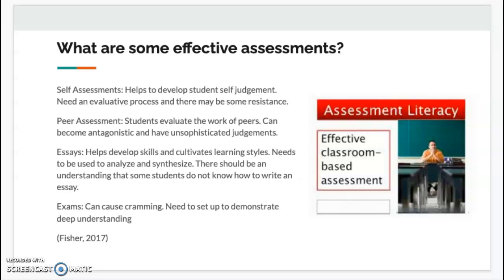They've got to back it up with data and research in those answers, and it helps, I guess, retain that information better than just multiple choice questions. Exams can cause cramming, and need to be set up to demonstrate deep understanding, and that's where the short essay questions come into play.